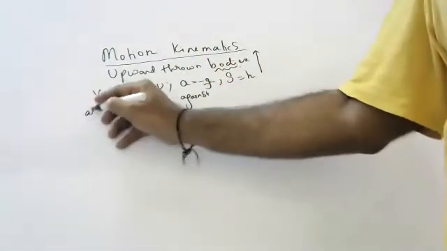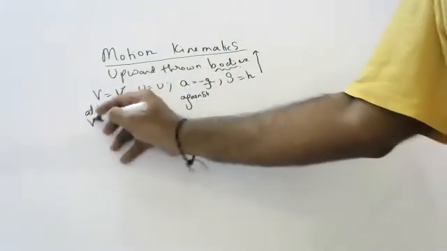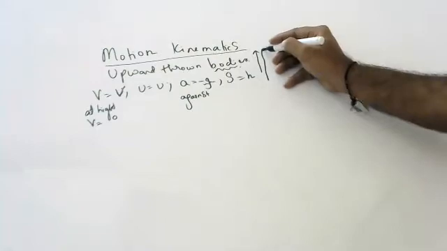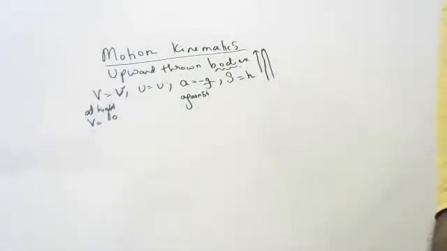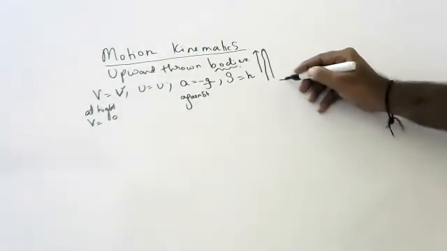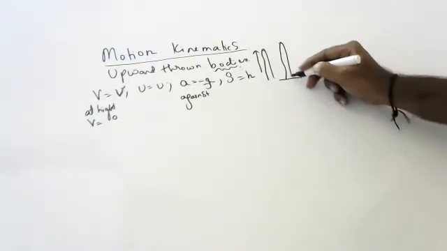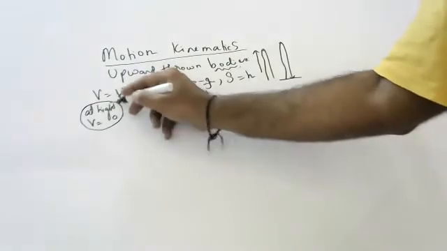And at the highest point, V will become zero. Children, it will go, stop, fall down. Again, I'm saying, if you throw anybody up, it will go, stop, then fall like a freely falling body. So at the highest point, final velocity becomes zero.